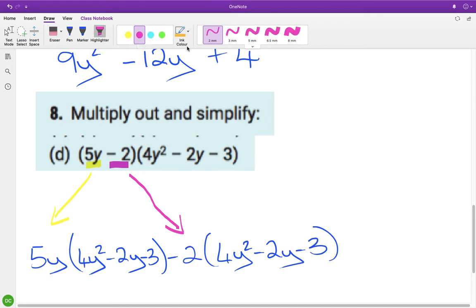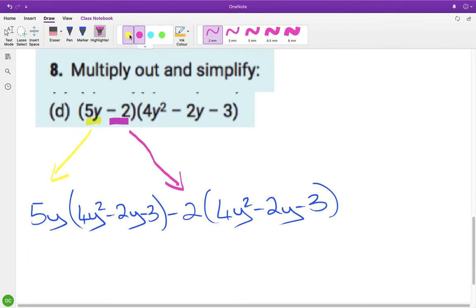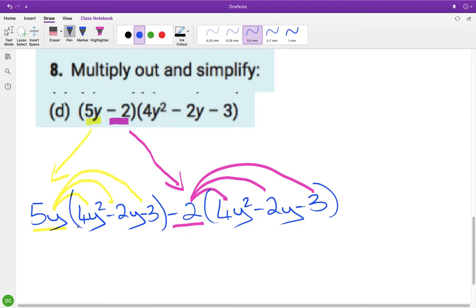Okay, so same thing. We take the 5y and we distribute it across the bracket. It just so happens now that instead of 2 multiplications, there are 1, 2, 3 multiplications. And same here, minus 2 gets distributed across the bracket. 1, 2, 3 multiplications are going to be required.